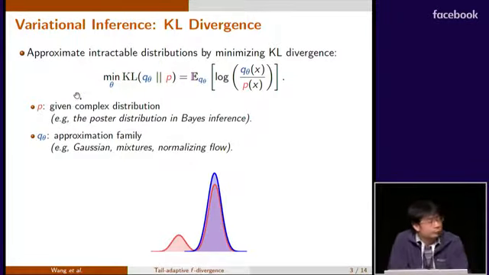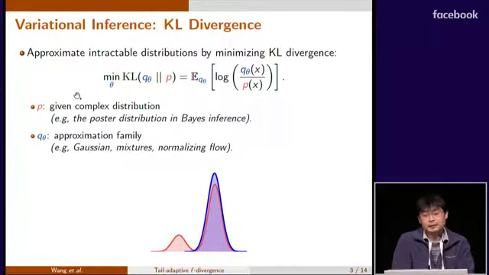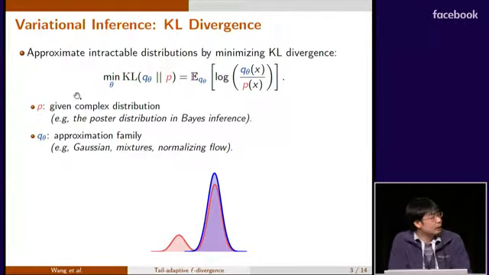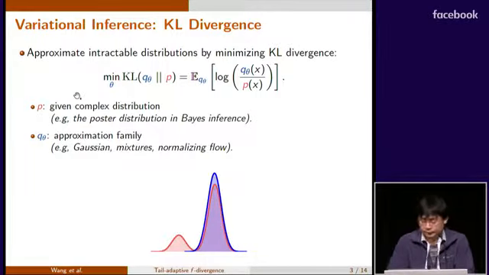So here's a very brief introduction of variational inference. Basically, the problem is we are given some highly complex distribution, which is P. It's typically the posterior distribution in Bayesian inference. And then we want to approximate P using a family of simpler distributions, Q theta. So Q theta could be Gaussian or Gaussian mixture, or normalizing flow, or other implicit models. Here we do the approximation by minimizing the KL divergence. It turns out the KL divergence is so nice that this optimization can be performed tractably.